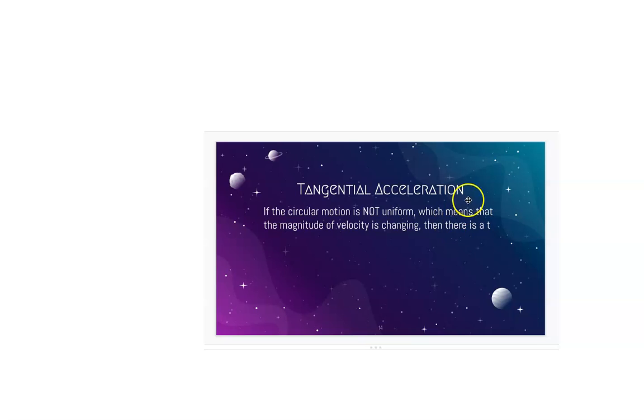So tangential acceleration is a case when the magnitude of the velocity is not constant. If the circular motion is not uniform, which means that the magnitude of velocity is changing, then there is a tangential acceleration. Sorry, I didn't finish writing the slide for some reason.